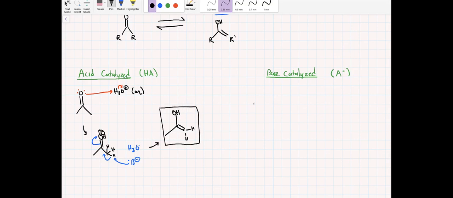Okay, now let's do that exact same thing under basic conditions. And keep in mind, by the way, while this entire thing is in solution, right, this ketone and this enol, it's actually going this way as well. And like I said earlier, it's actually probably going more this way than it is going this way, right? So it's more favored in the ketone direction because ketones are more stable than enols.